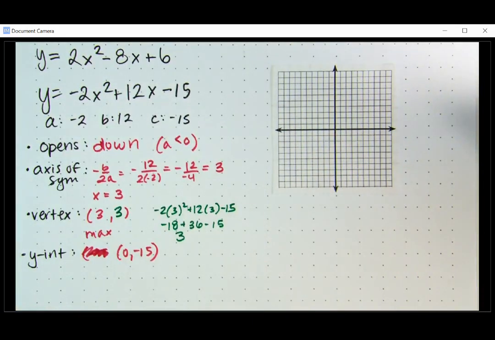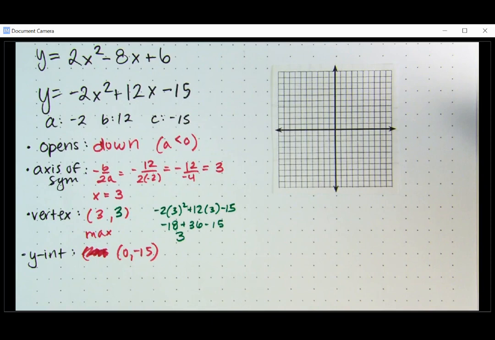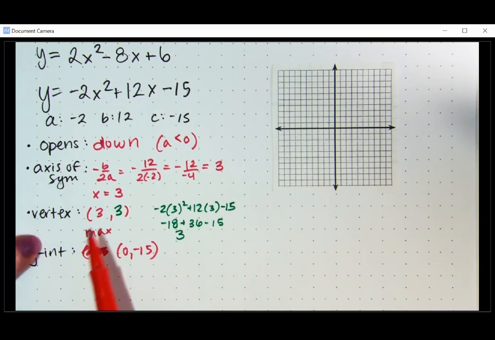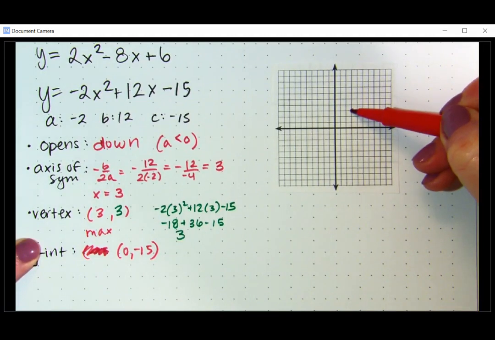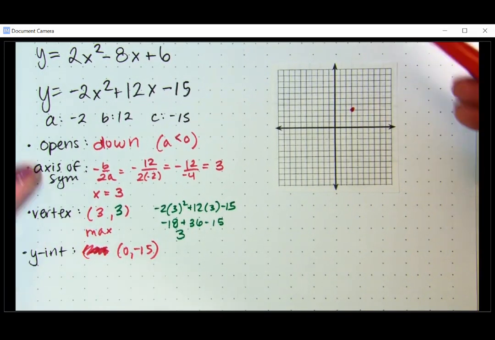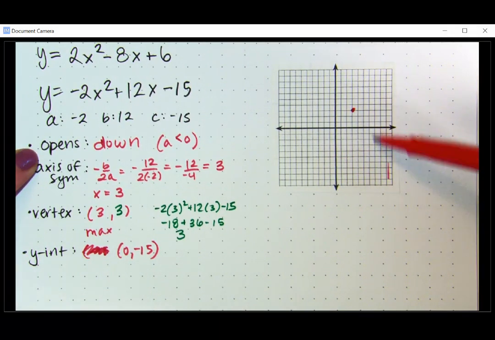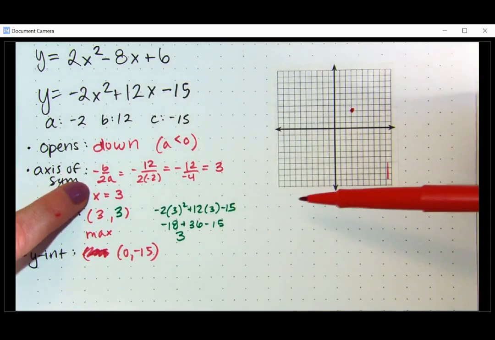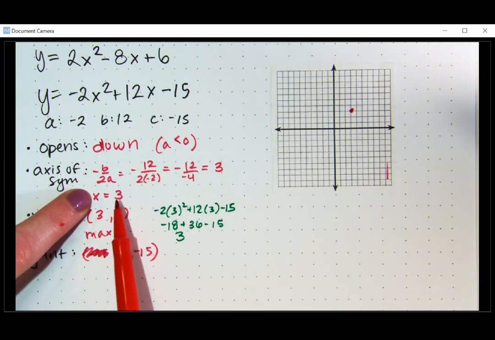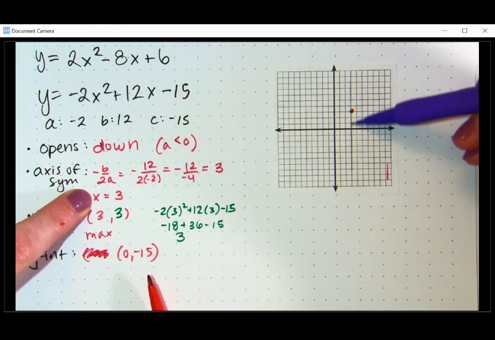All right, so my vertex is 3, 3, so let's go ahead and plot 3, 3. I know it opens down, so I know it's going to be in this kind of a shape. My axis of symmetry is at 3, so I know that too, right? Our vertex gives us our axis of symmetry.